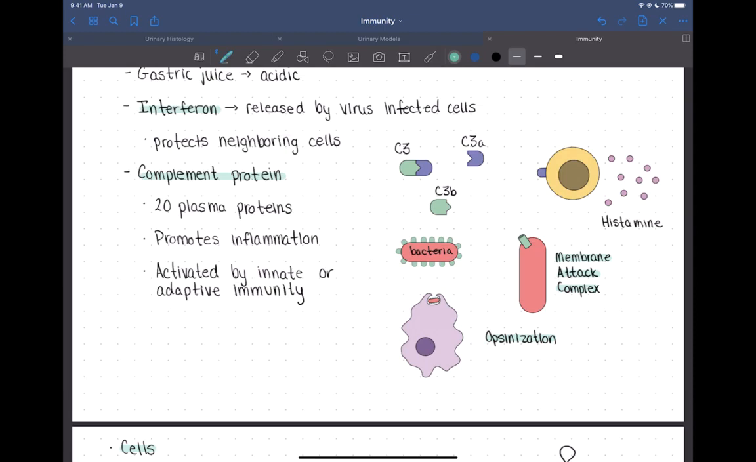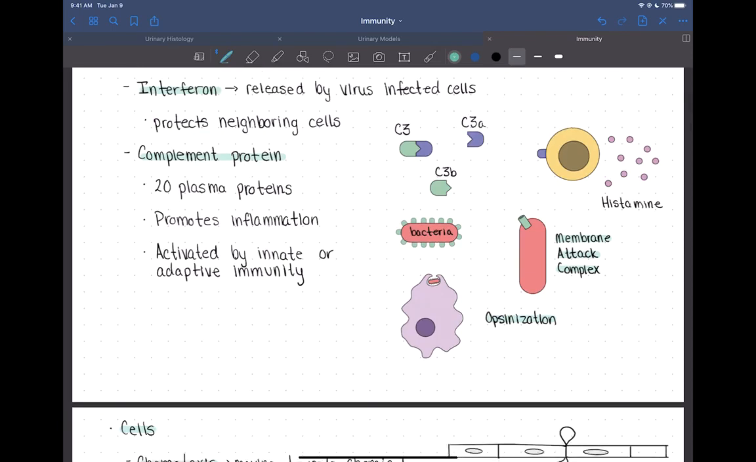All right. So with these complement proteins, there's 20 of them, but I want you guys to know one specific one and kind of how it works. And that specific one you should know is called C3. All right. And so C3, that's what we have here. And so when activated, C3 splits into two separate proteins. All right, so it splits into C3a and it splits into C3b. And each of those has a different function.